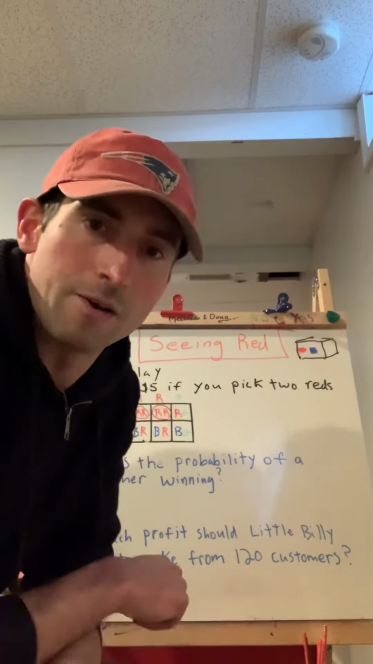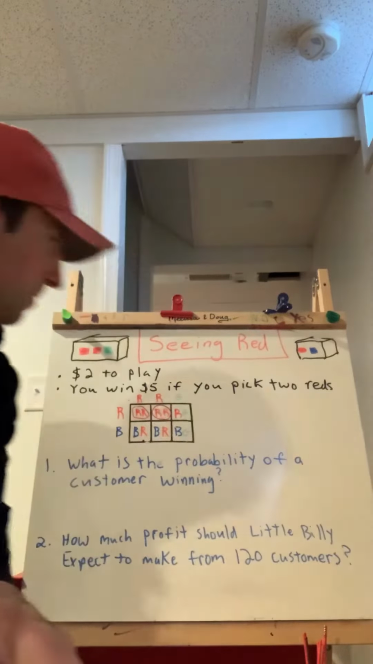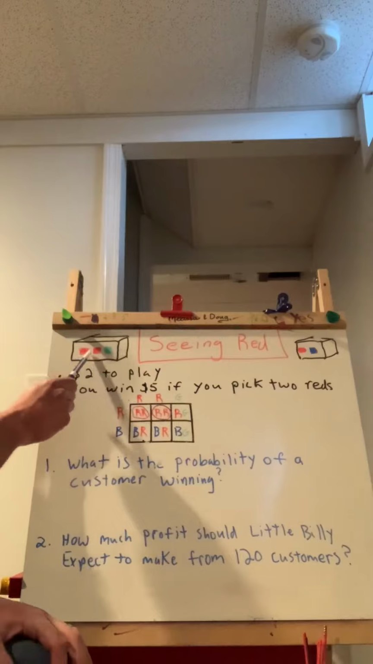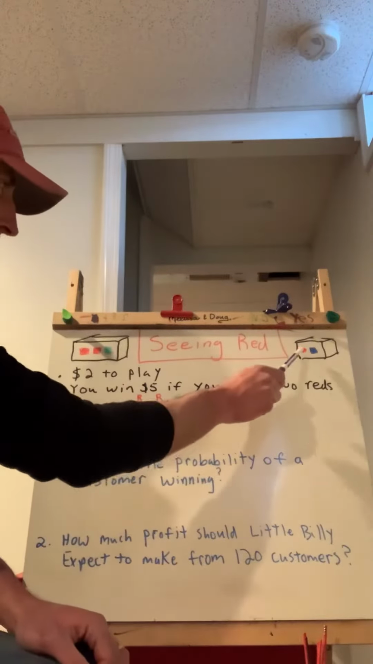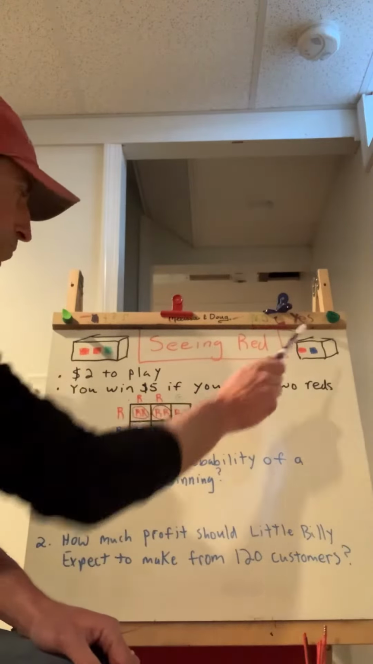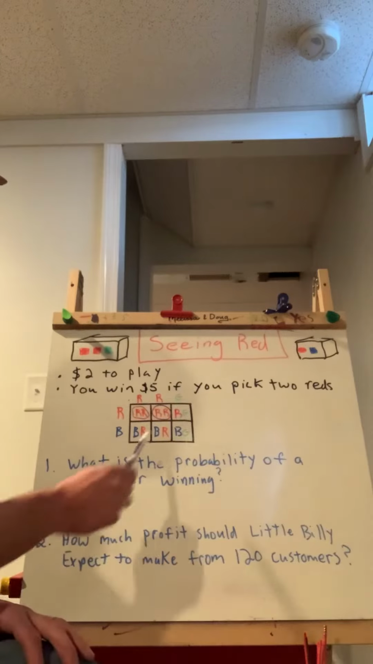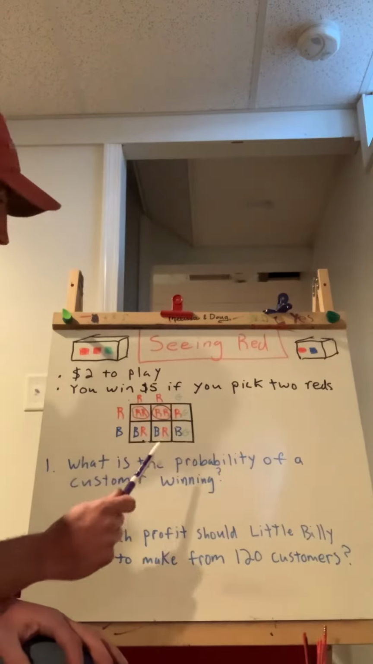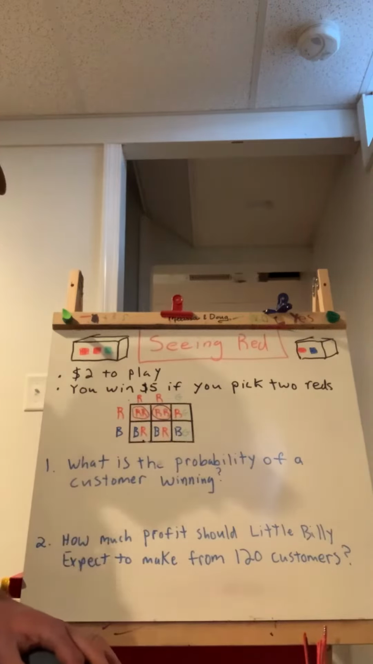So I'm going to walk you through how I did these two problems. Remember, our first bucket had 2 red blocks and a green block. Our second bucket had a red block and a blue block. So you'll notice I made a 3x2 grid because there were 3 options in the first bucket and 2 options in the second bucket.